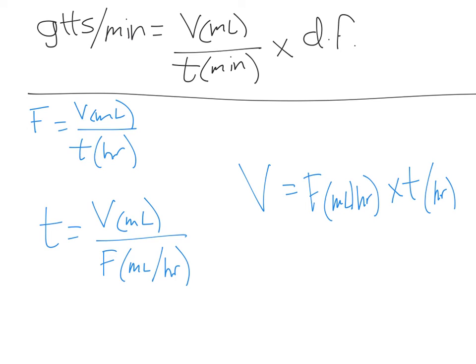So you'll have all four of these formulas, and the way that they'll be worded on the test, I will give you these questions in order, and each question will ask for either drops per minute, flow rate, time, or volume. So you don't have to try and guess which formula you're supposed to use. It'll be pretty self-explanatory on the test.